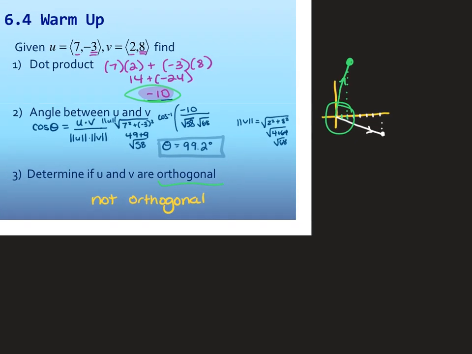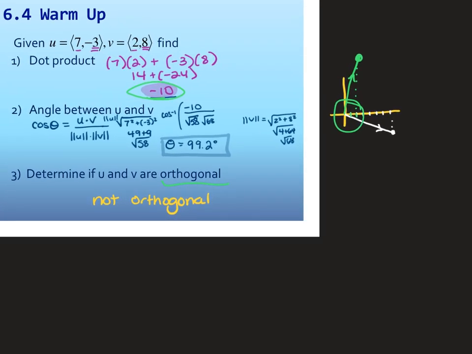The other thing it could be is parallel. So for those, remember we take these and we look at the slopes of them. So I would do -3 over 7 and then 8 over 2. If they are the same, then they're parallel. If they're opposite reciprocals, then they're perpendicular, which means they're orthogonal, or the dot product would be 0. In either case, this time it is not.